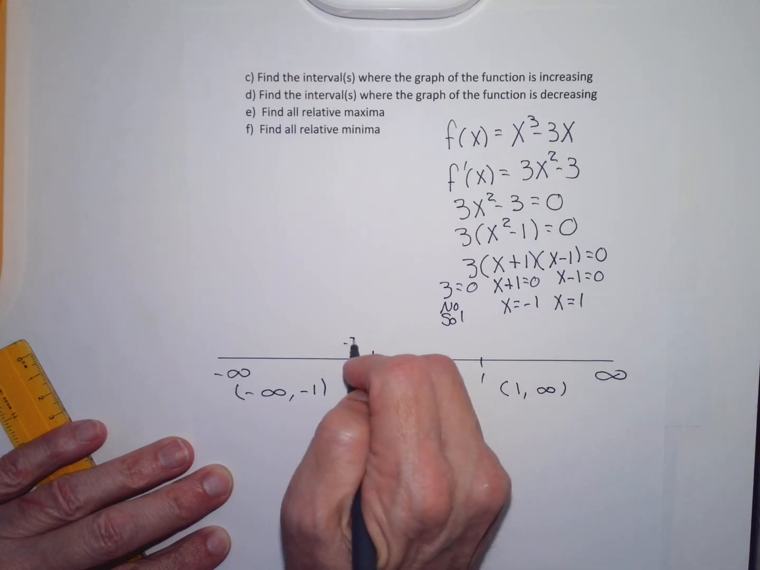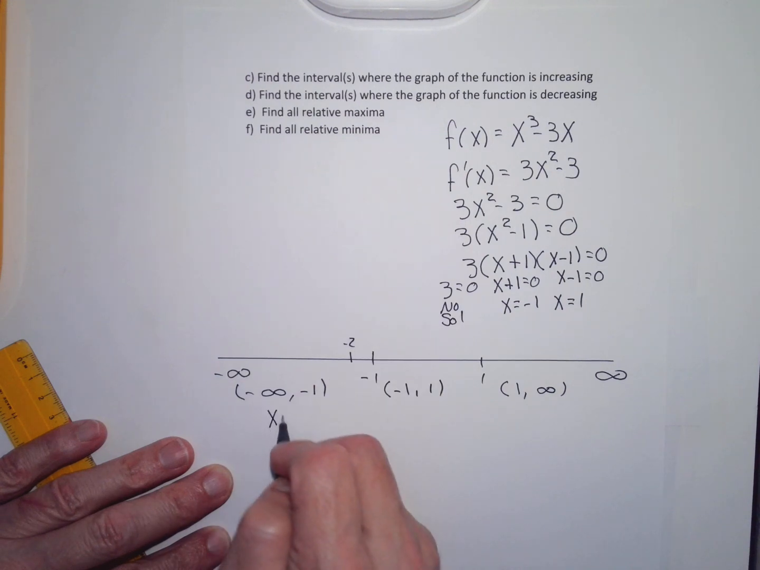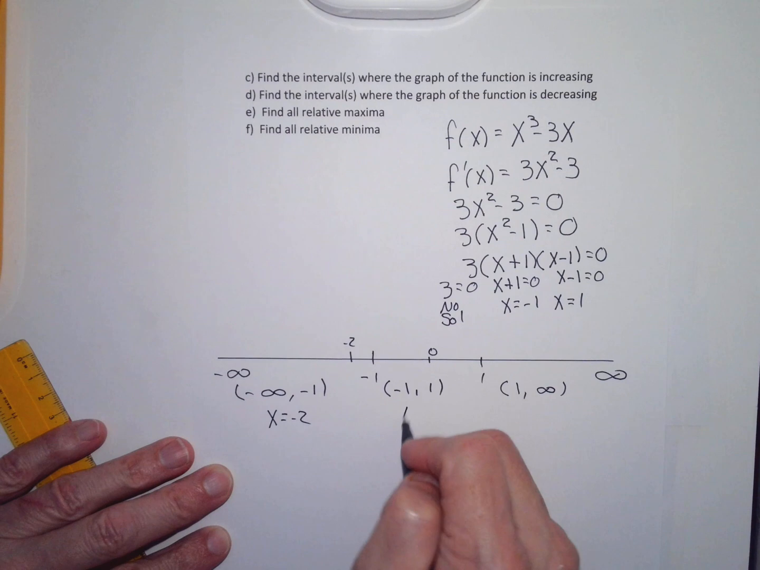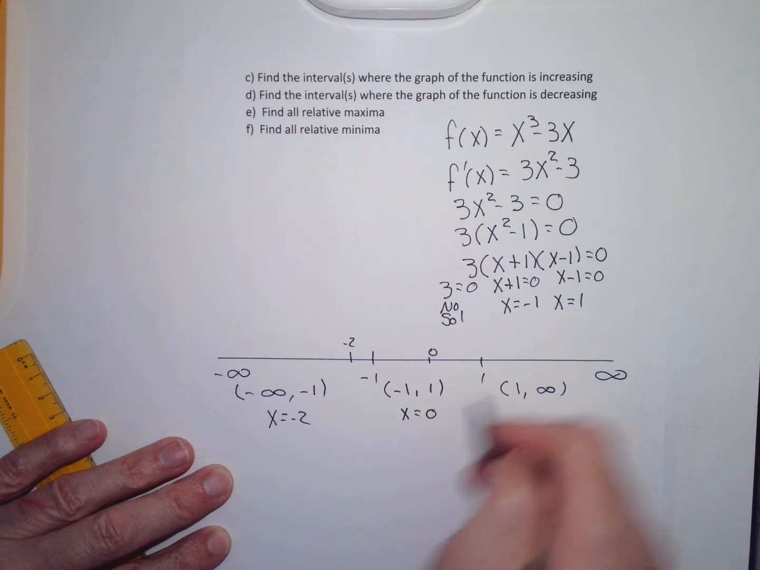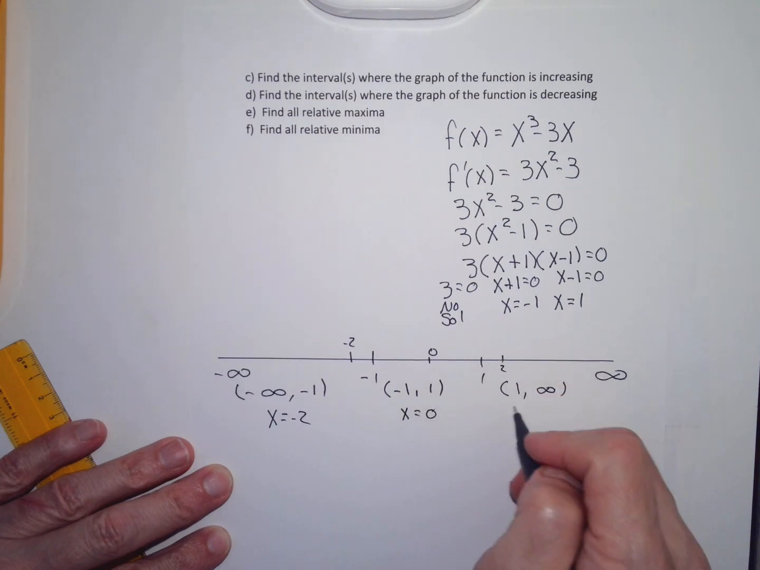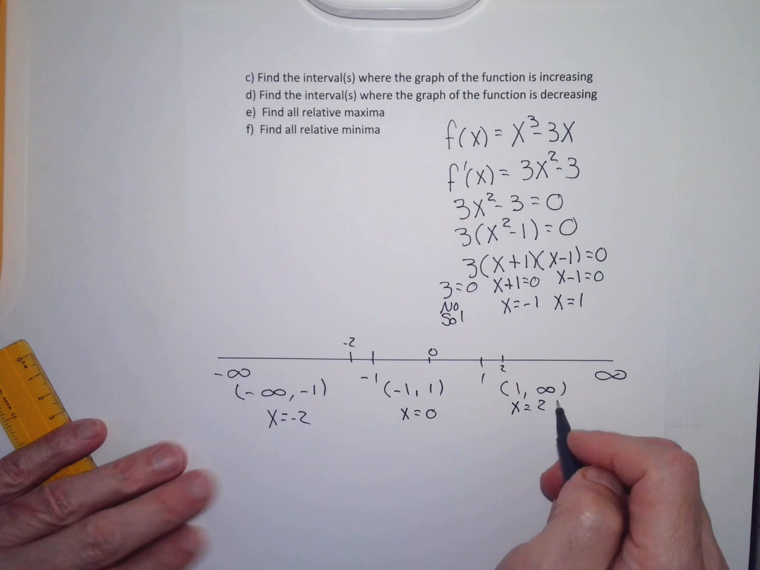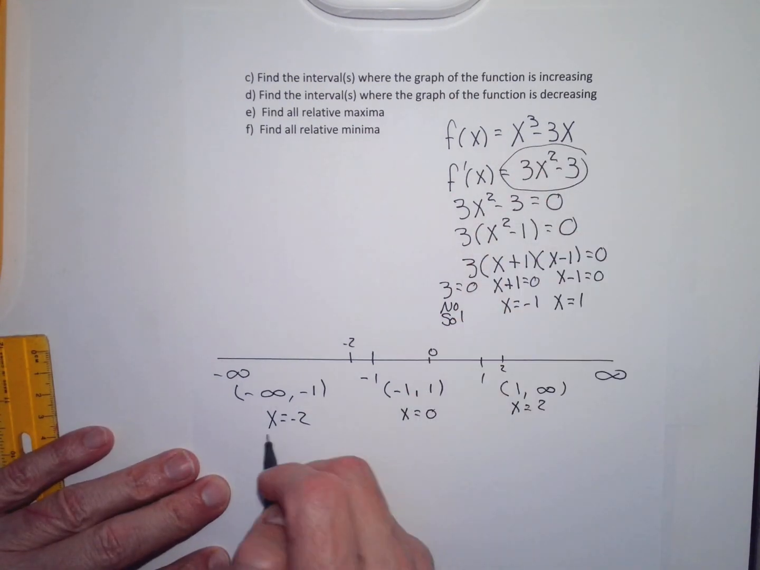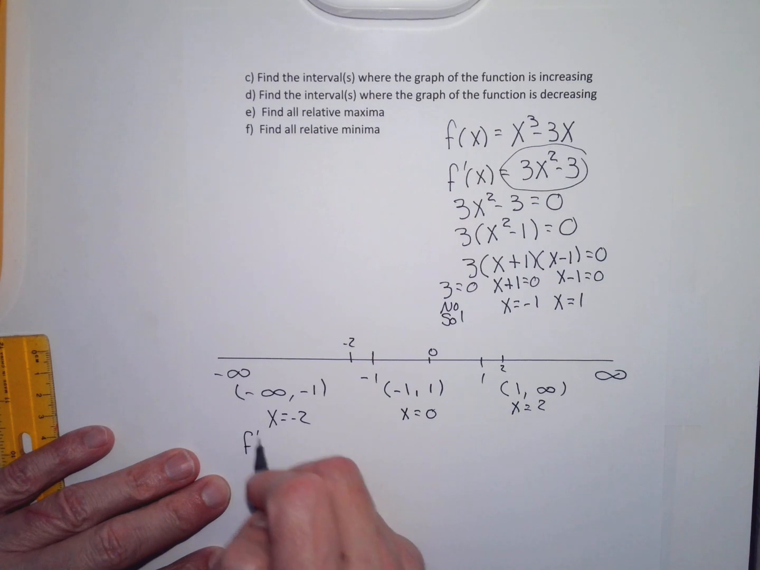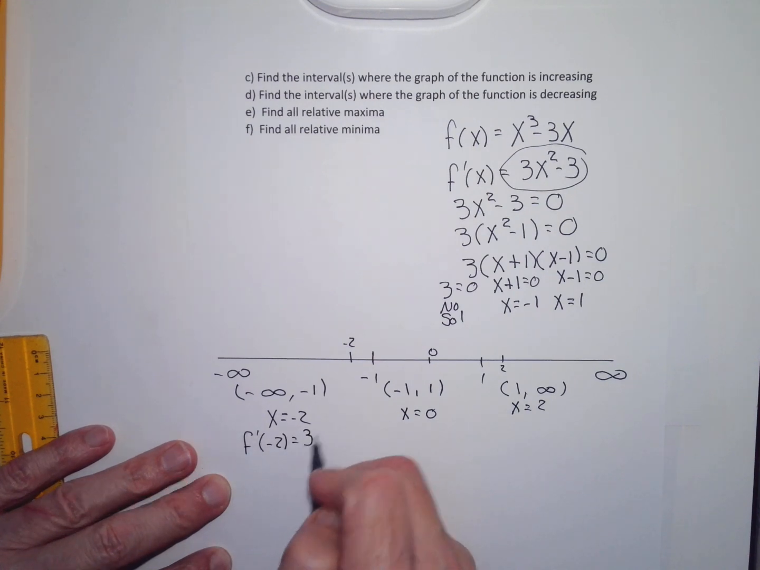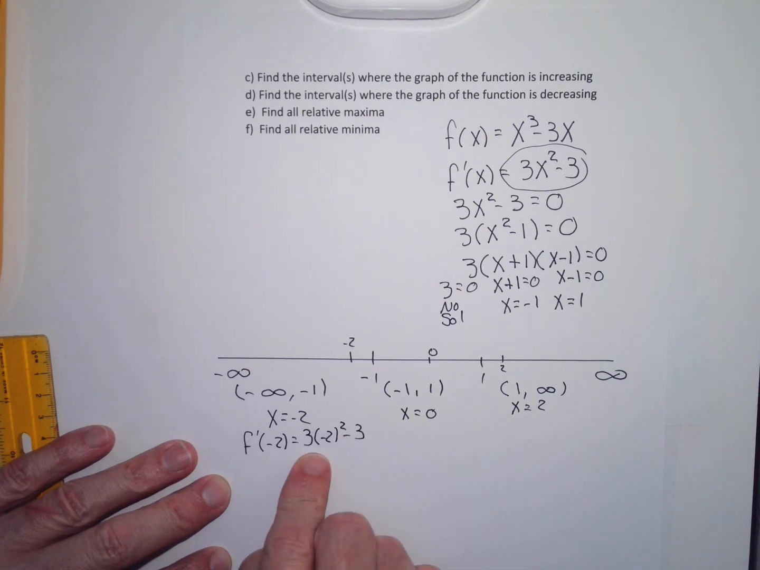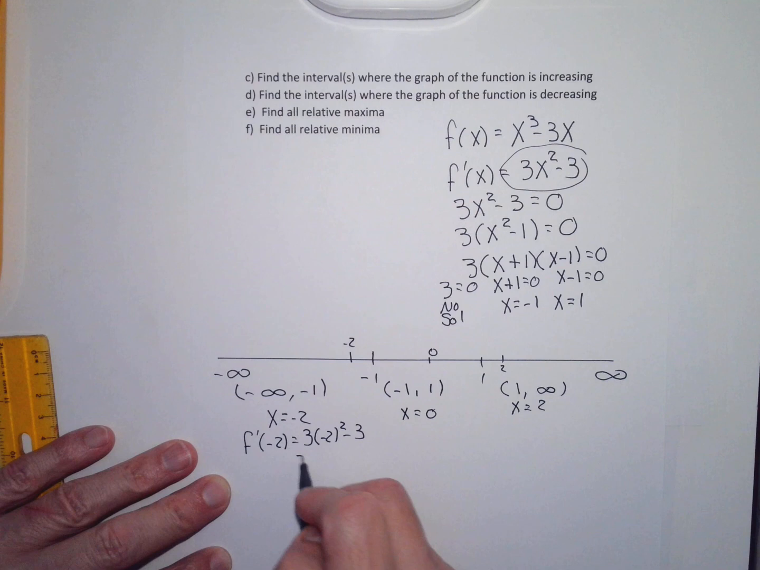In the far left interval, I'm going to pick negative 2. In the middle interval, I'm going to pick 0. And in the far right interval, I'm going to pick positive 2. Plug them into this derivative. I like plugging them in right there. It looks easy for my calculator. So I'm going to do the first derivative evaluated at negative 2 is 3 times negative 2 squared minus 3. This is 3 times 4 minus 3. I'm going to not do this on my calculator.